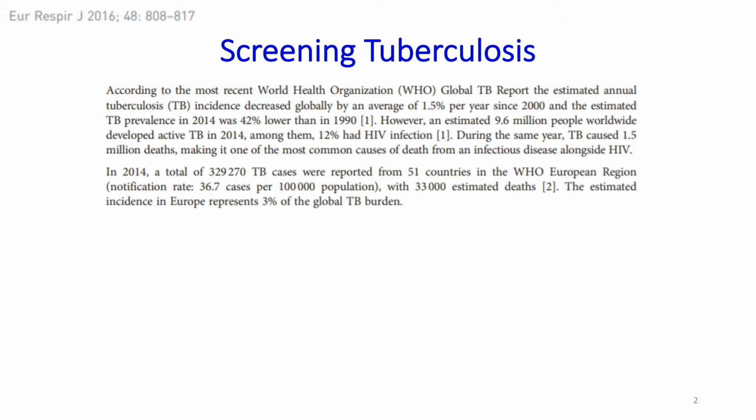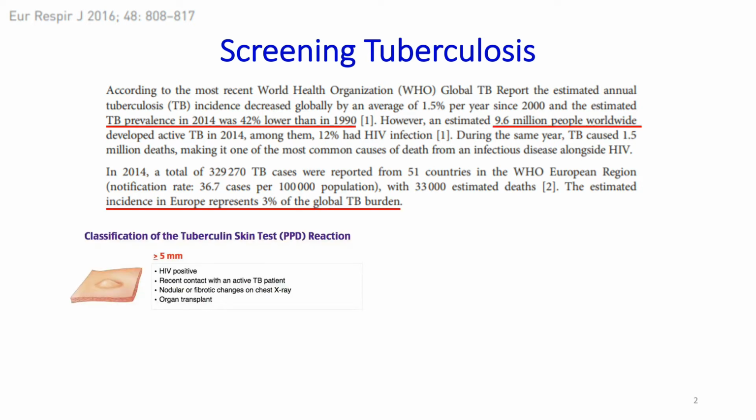In 2014, they estimated a total of 330,000 tuberculosis cases reported by World Health Organization in the European regions. However, that represents only 3% of the global tuberculosis burden. And the reason for that is perhaps the absence of efficient diagnostic tools to analyze and foresee the disease.